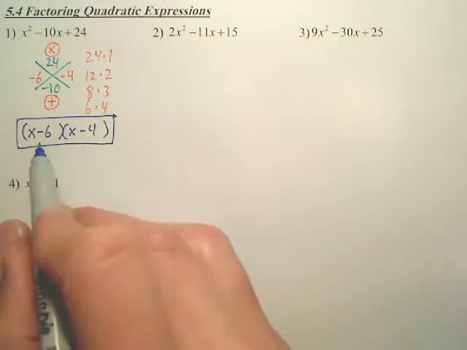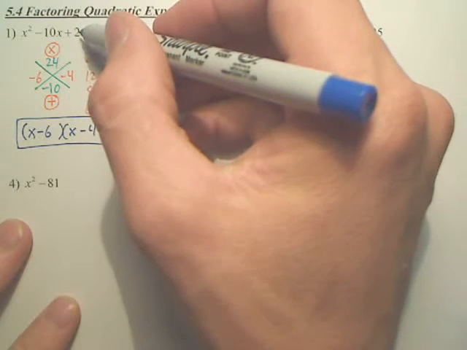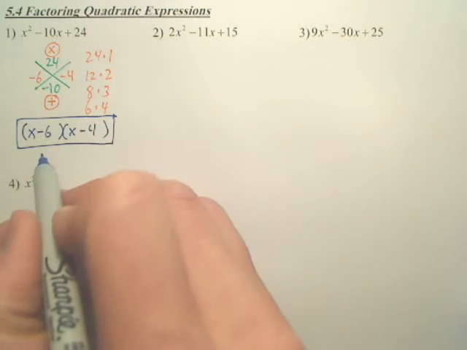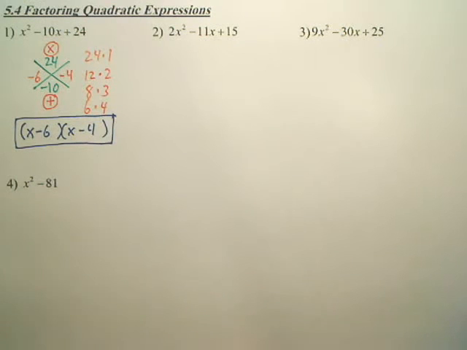If I was to FOIL this, I would get this answer. And from here to here, it's called factoring. Again, if I was to FOIL, you'd get this. Okay, that was an easy type of problem.